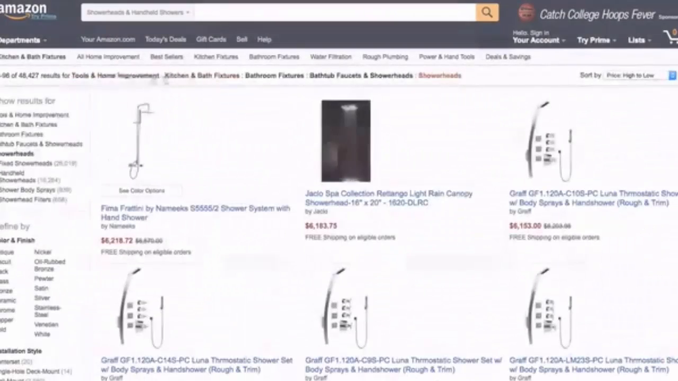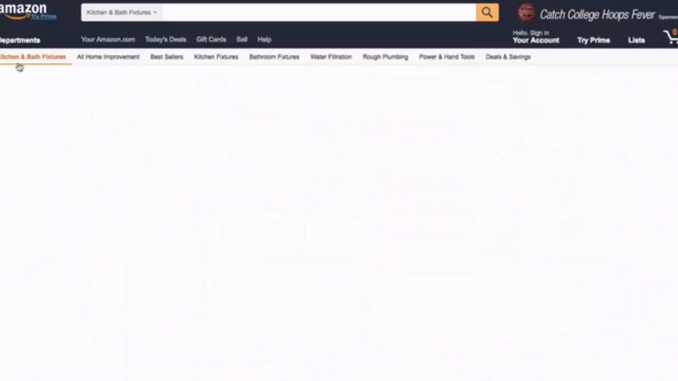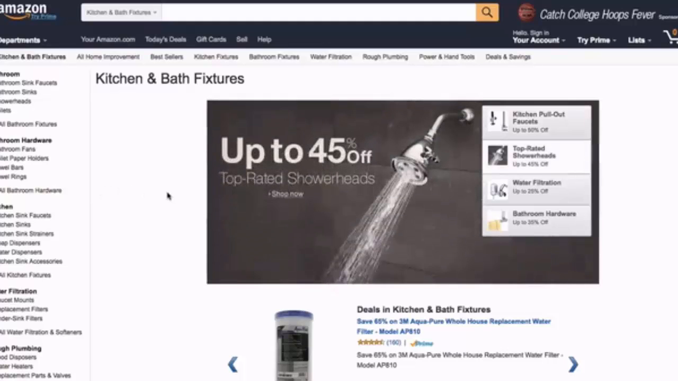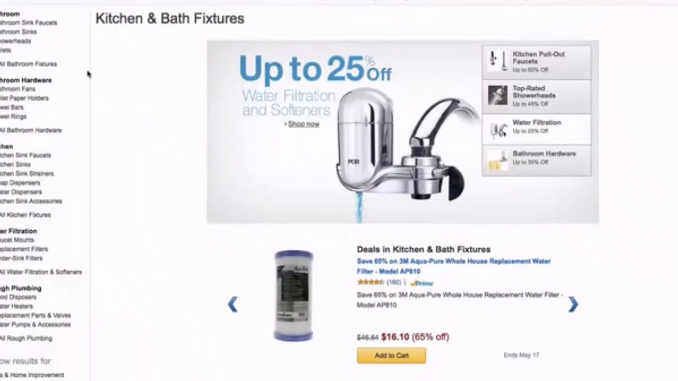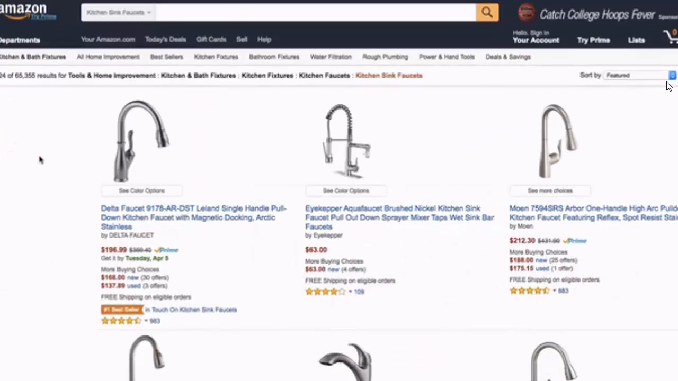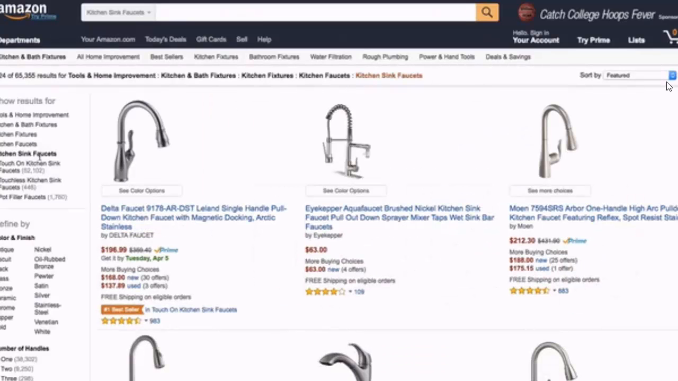So we are in the kitchen and bath fixture area. Just looking at bathroom accessories and shower heads, it led us back to kitchen and bath fixtures, where there's a whole other set of items that we may want to look at, like kitchen sink faucets. Obviously, it's slightly related. I guess it's the same idea as a shower head as far as the type of accessory, but it's a whole other set of keywords that you may be able to hone in on here.